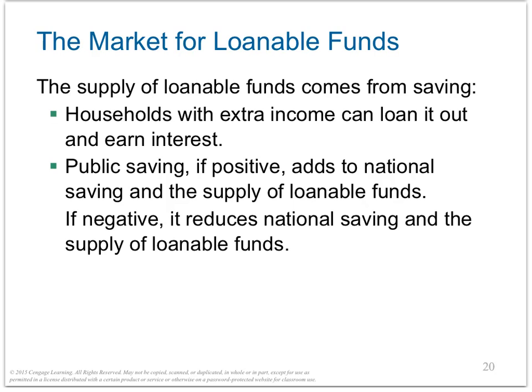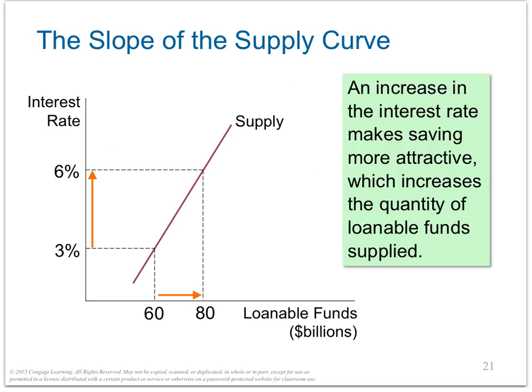And let's look at here. When we say saving, remember that we have two types of saving. One is households' private saving, with extra income, loan it out and earn interest. And the second one, don't forget public saving. If positive, if there is a government surplus, it adds to national saving and the supply of loanable funds. And if negative, that means the government has a deficit, it reduces national saving and the supply of loanable funds. Here is how we can draw the graph of supply of loanable funds.